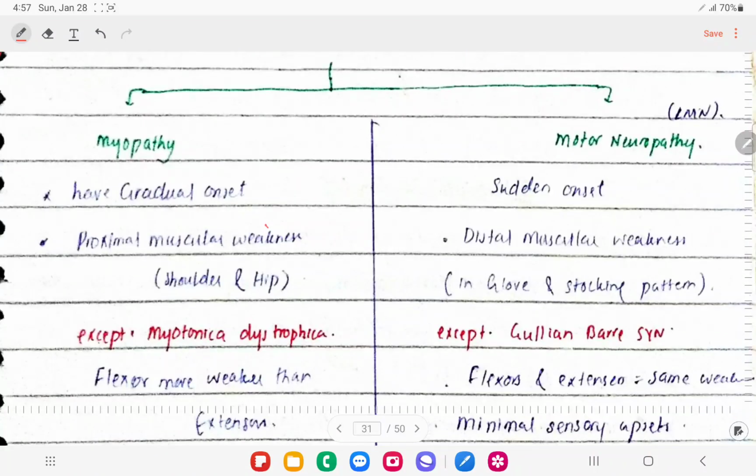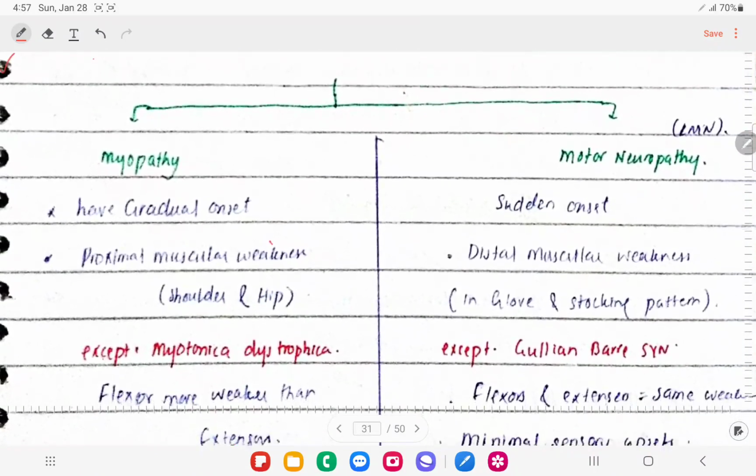If any patient is coming with flaccid muscular weakness, we're going to think that the patient might have myopathy or motor neuropathy. So how are we going to differentiate between these two? Myopathy usually has a gradual onset, and neuropathy has a sudden onset.